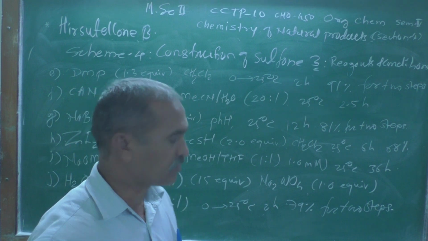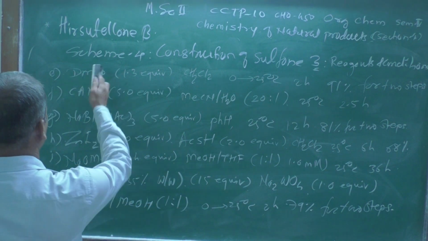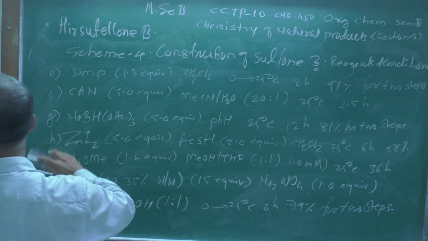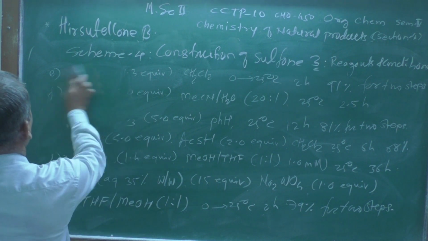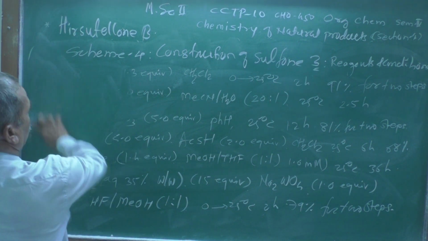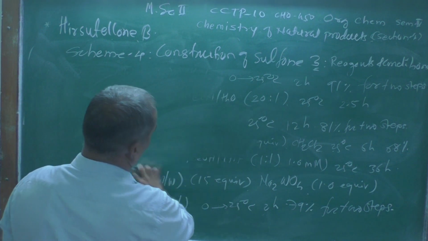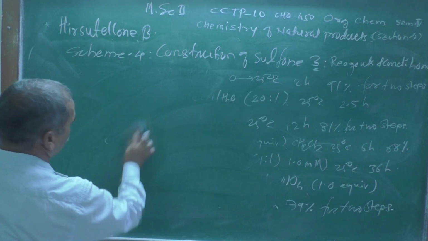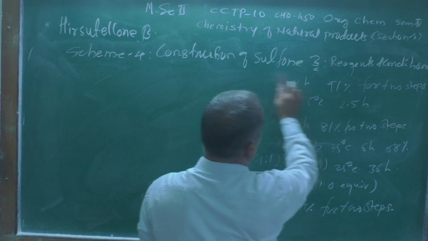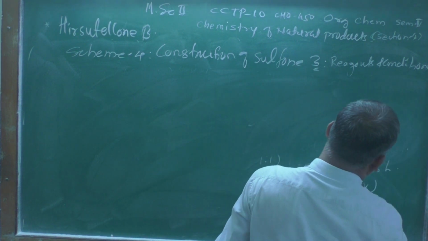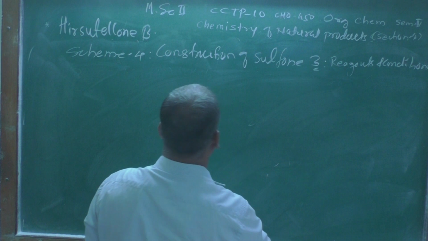These are the reagents they have used in scheme number 4 that we have discussed right now. Let's see some of the short terms like DMP, CAN. What are those terminologies? What are their full forms and where they are used, that we are going to discuss over here.